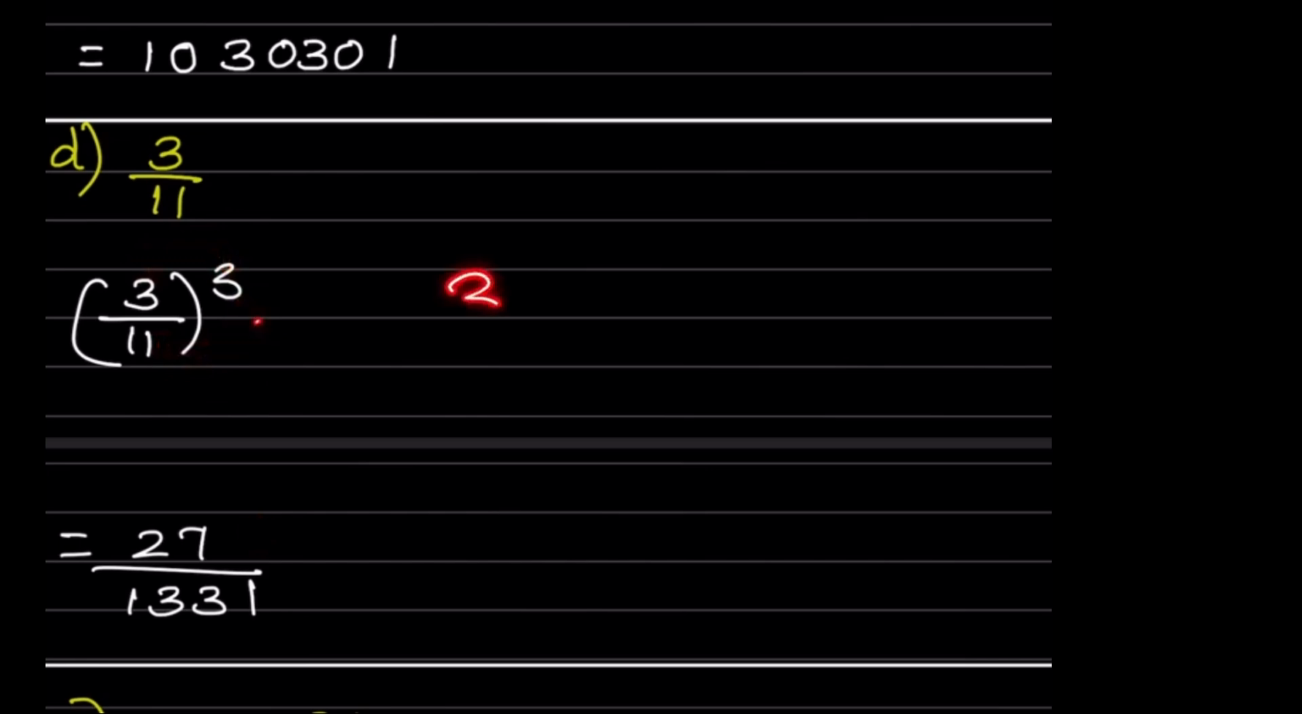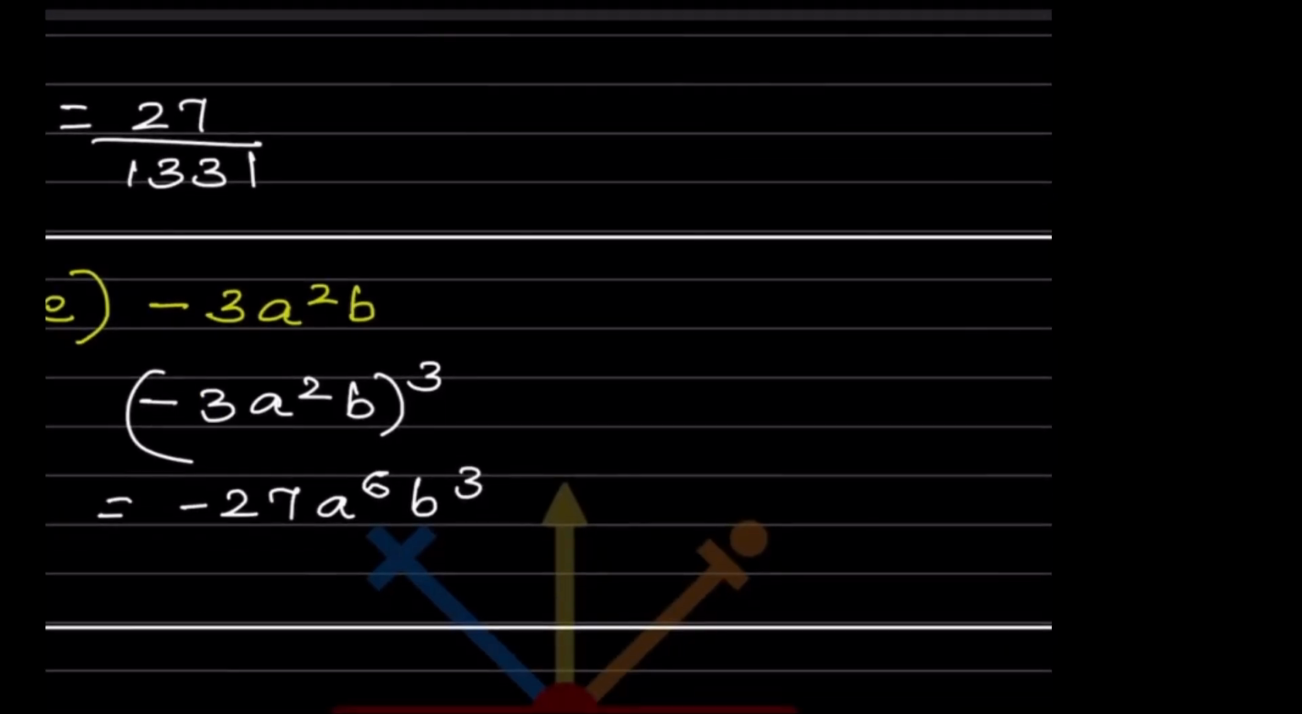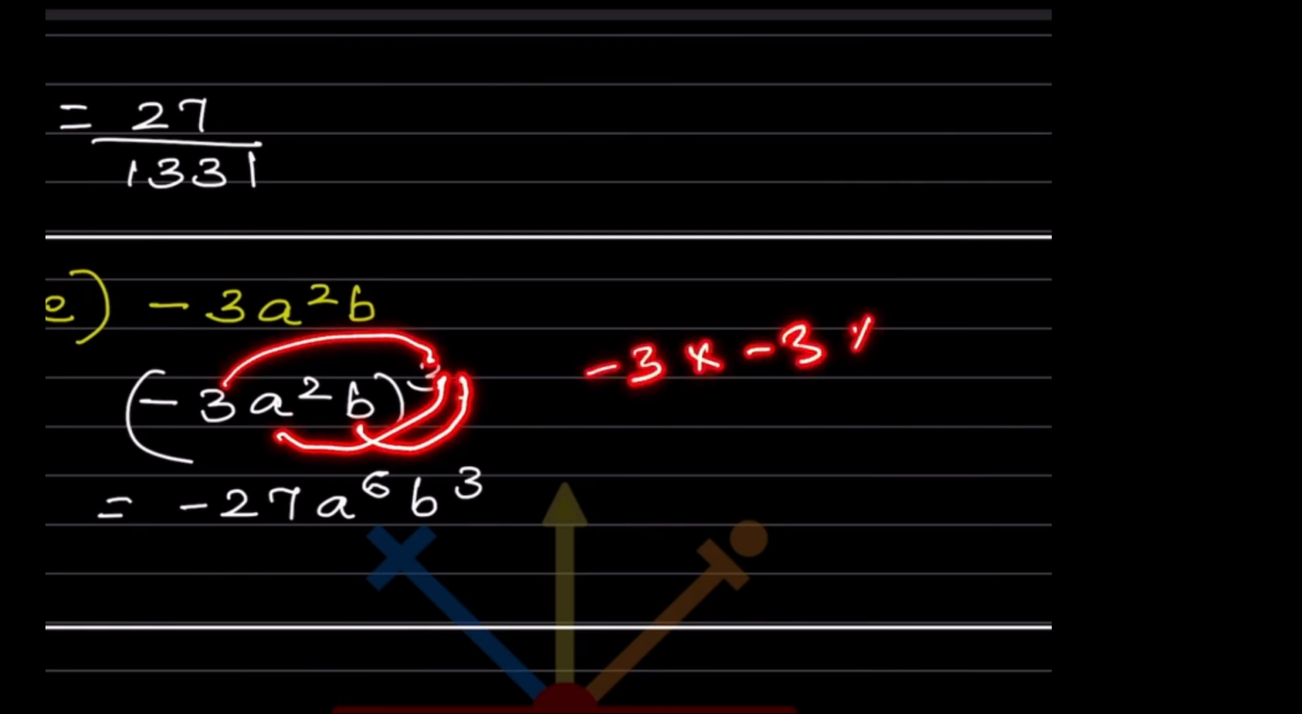So 3 raised to 3 means 3 into 3 into 3, that is going to be 27, and 11, if you multiply 3 times, it is going to be 1331. Now here, minus 3a square b cube. So here you will multiply this into this into this, and this into this. So this will be minus 3 into minus 3 into minus 3. So this is going to be 27.